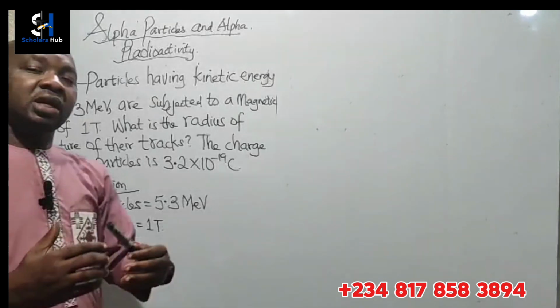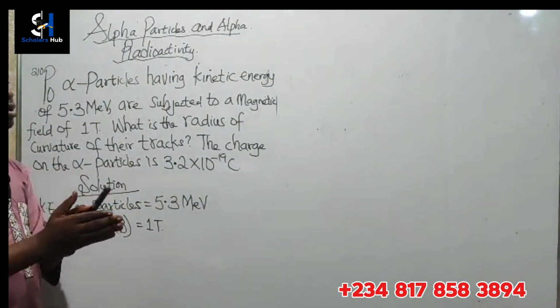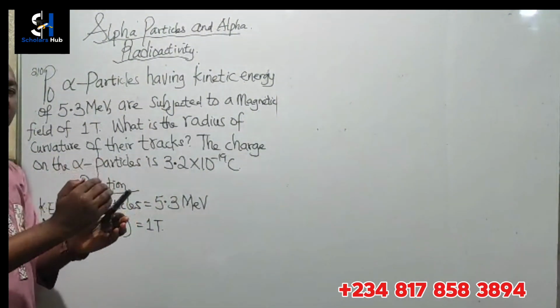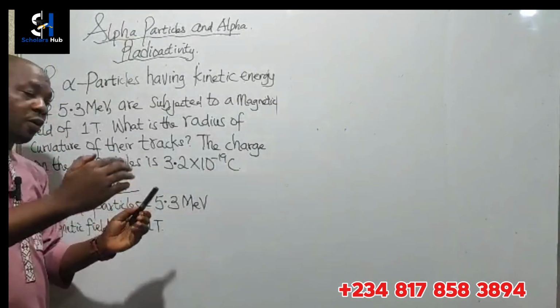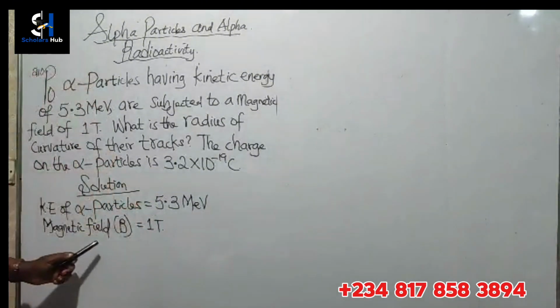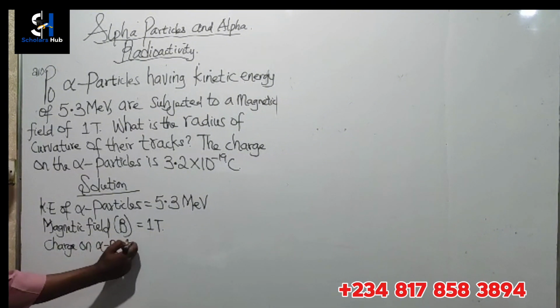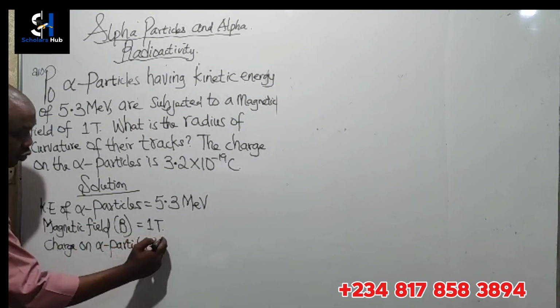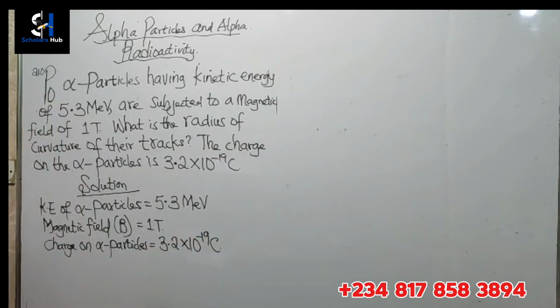That means that the charge on the alpha particle is moving in a circle along its track. So the radius of the moving charge describing the circle is what we call the radius of curvature. We are also given the charge on the alpha particles, which is 3.2 times 10 raised to the power of minus 19 coulombs.